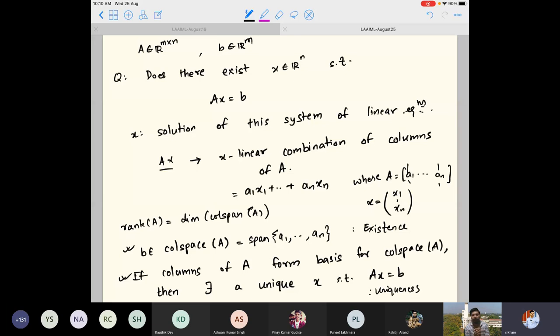Any doubt about this? Student: Yes, sir, there exists a unique X when the columns of A form a basis for R^m, right? No, the columns form a basis of the column space of A. And if B is in the column space of A, you don't need it to be in R^n. Anyway, the columns will form a basis for the column space. Student: But for uniqueness, they should form a basis for R^m, right? Why?